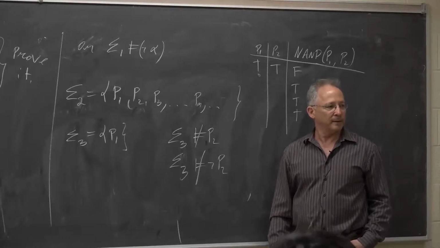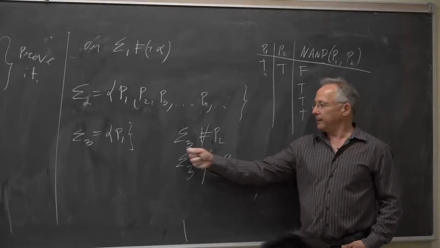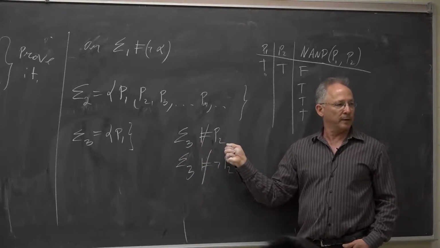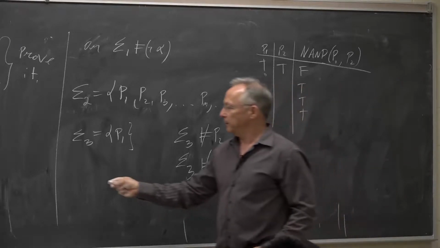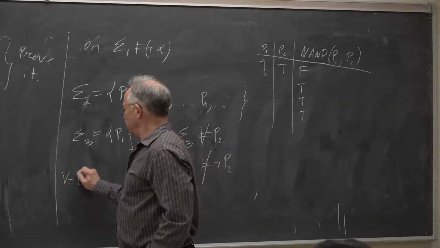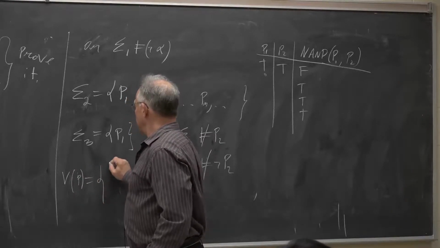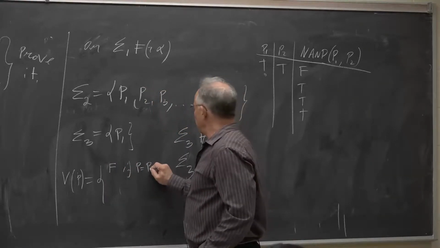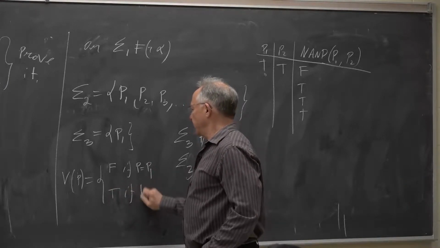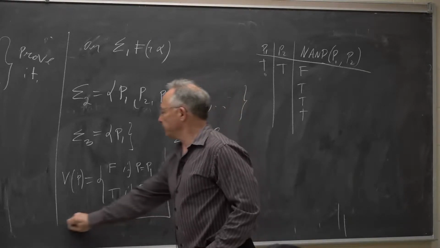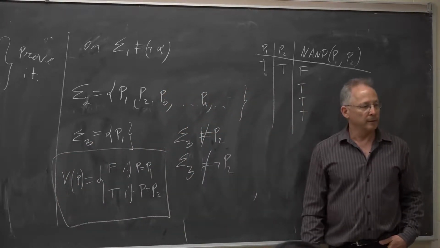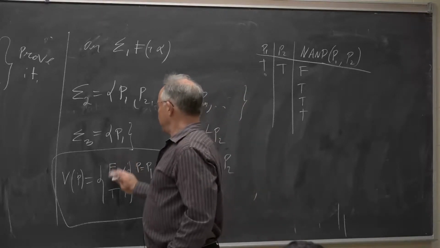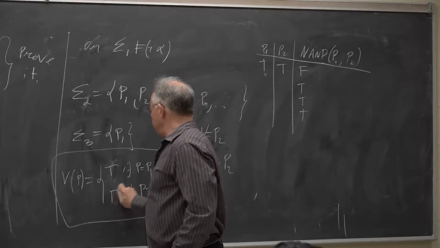Wait, can you explain why sigma 3 does not imply P2? Very good. Why does it not imply P2? Because I can find a truth assignment that will satisfy everybody in sigma 3, but will not satisfy P2. Take the truth assignment V of P equals false if P is P1 and true if P is P2. This is an assignment, right? It gives what? The other way. Right. False, so true for P1 and false for P2.